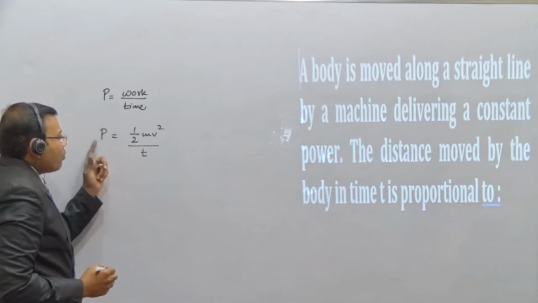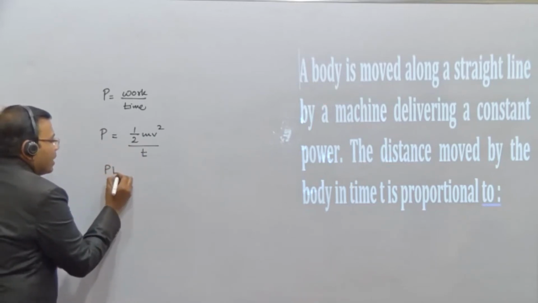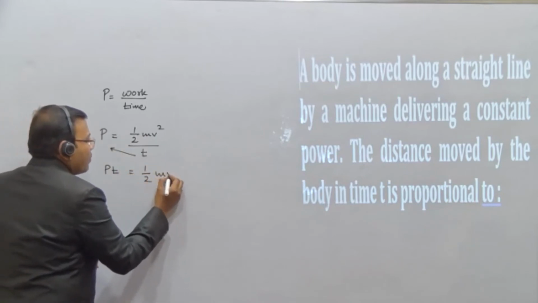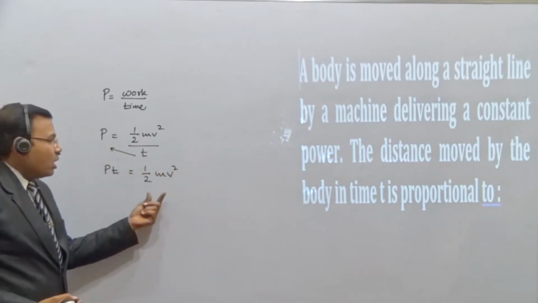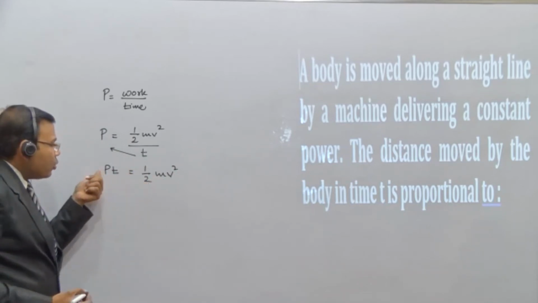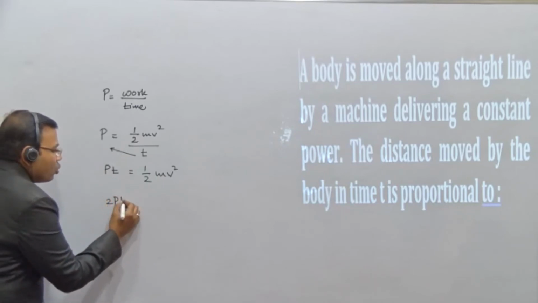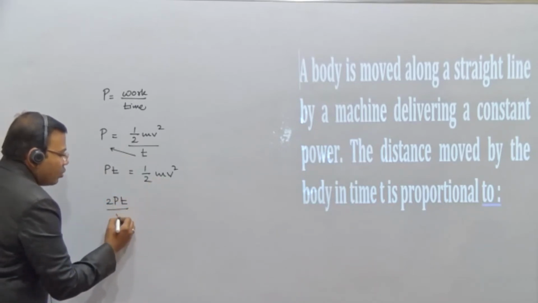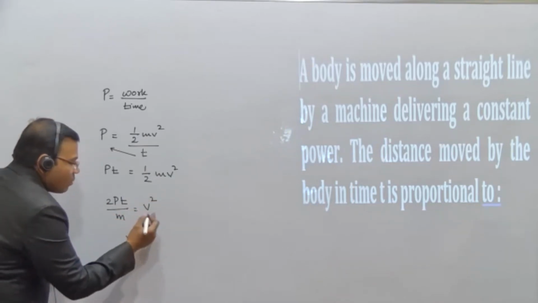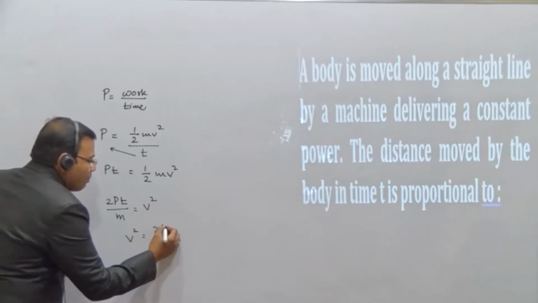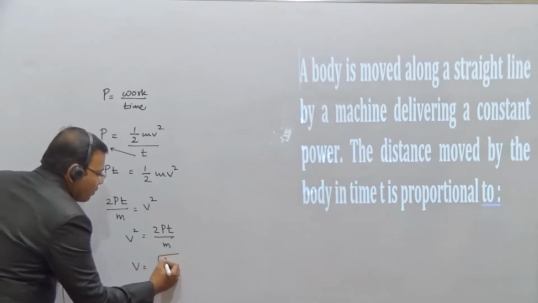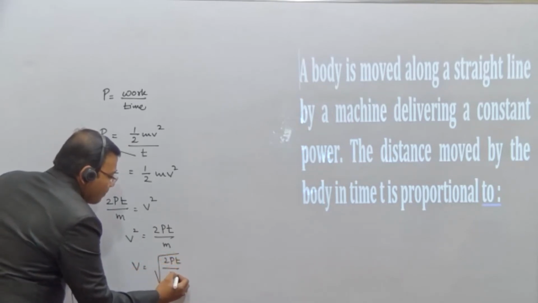Now if you cross multiply, we get Pt equals half mv square. Next step, multiplying by 2, we get 2Pt, and taking m in the denominator, that is equal to v square. Now what is v square? It is 2Pt by m. So v is equal to the square root of 2Pt by m.